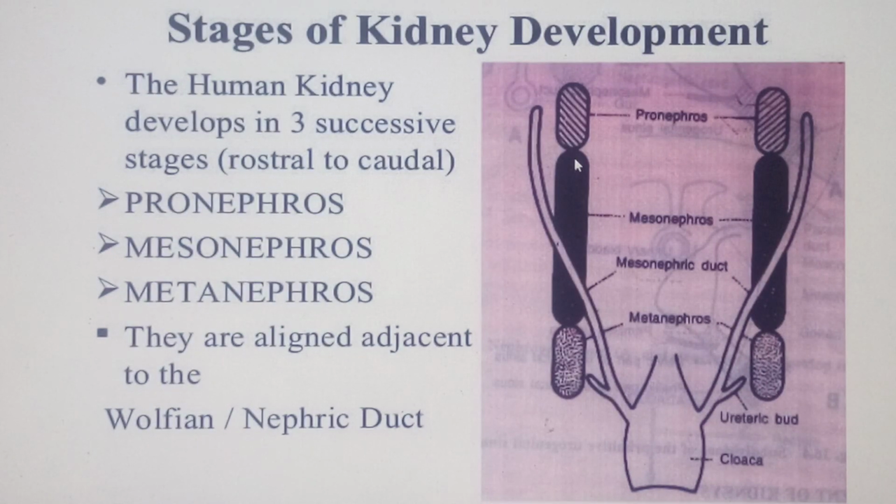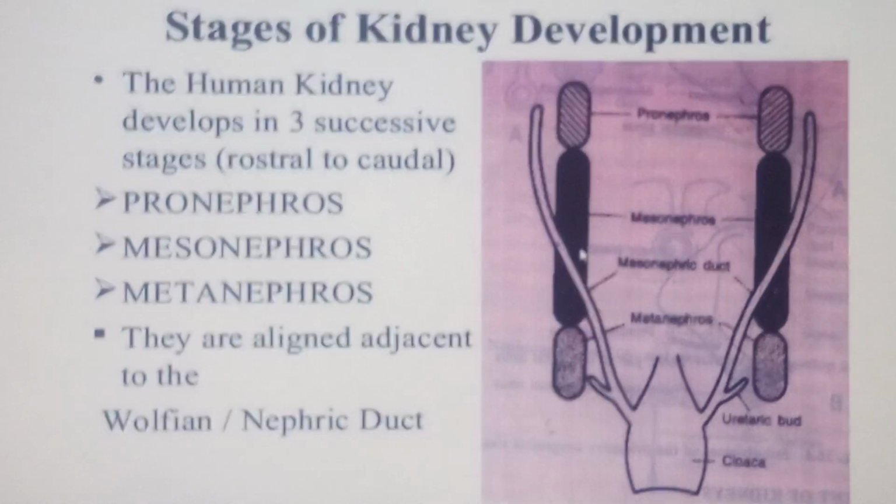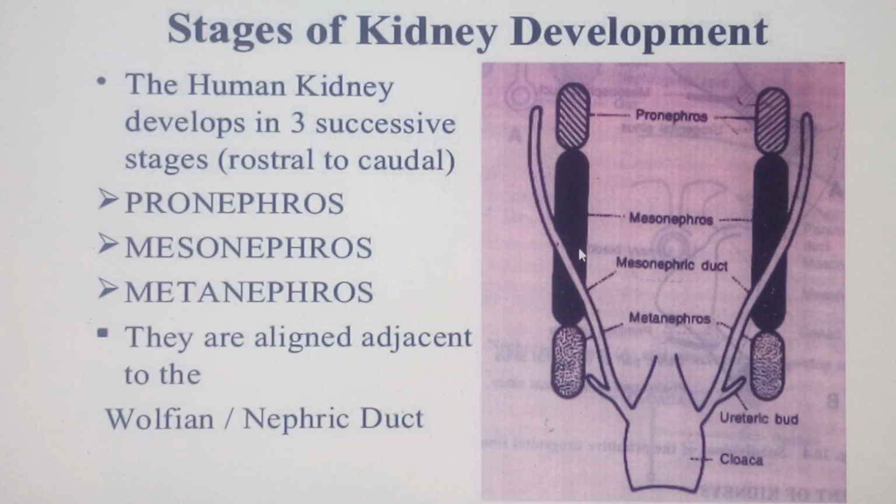Again, the mesonephros will also have some tubules, about 7 to 80 of them, and it will also have a duct, which we call the mesonephric duct. I'll show you that one. That one will start developing, or appear, at the end of the 4th week of intrauterine life, but it will begin to function after about 4 weeks. So it begins to function around the 9th week of intrauterine life.